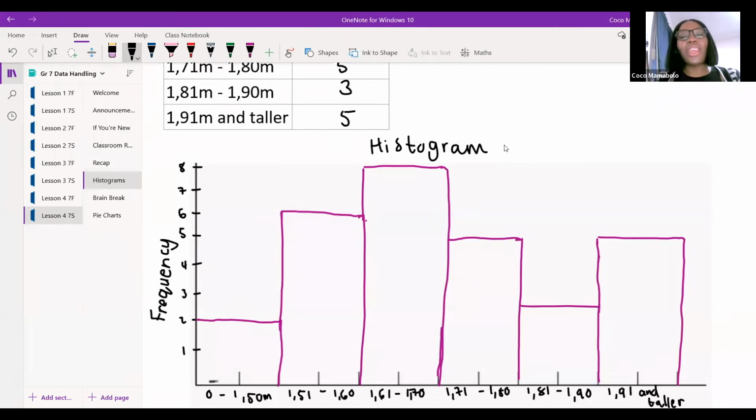All right. So if we look at the number of people, or the number of you guys who have the most number of people with a height... that's not the correct English. The highest frequency. There we go.